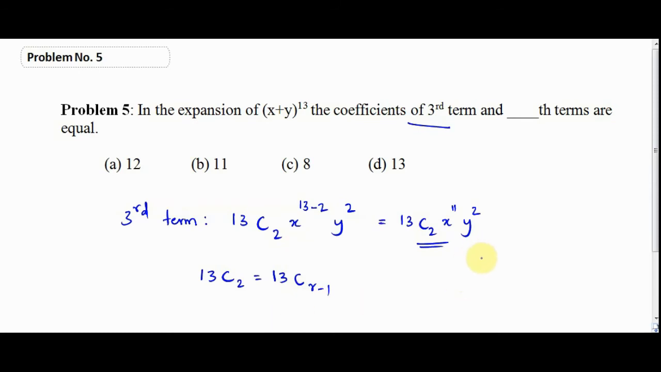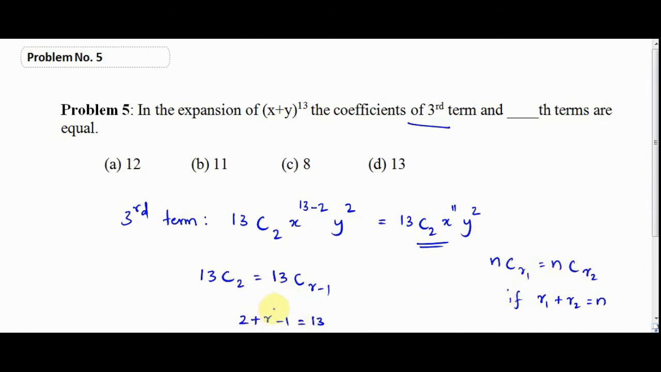Okay, so we have studied the formula: nCr1 will be equal to nCr2 if r1 plus r2 is equal to n. Here the n value is 13. In place of r1 we have 2, and in place of r2 we have r minus 1. So let's equate these: 2 plus r minus 1 should be equal to 13. If these two combination values have to be equal, then 2 plus r minus 1 should be equal to 13 as per this formula.